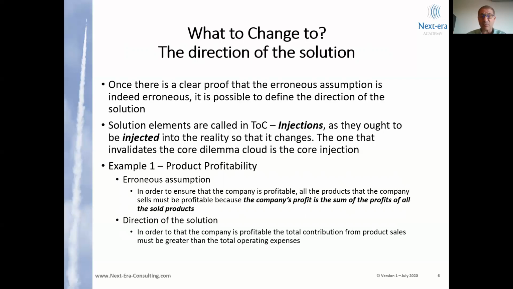Direction of the solution is, once we identify that this is indeed invalid: in order for the company to be profitable, the total contribution from product sales must be greater than the total operating expenses. So it's not really important if one product is profitable or not. What is important is if all the sales have accumulated enough contribution to cover the operating expenses and more in order to be profitable.